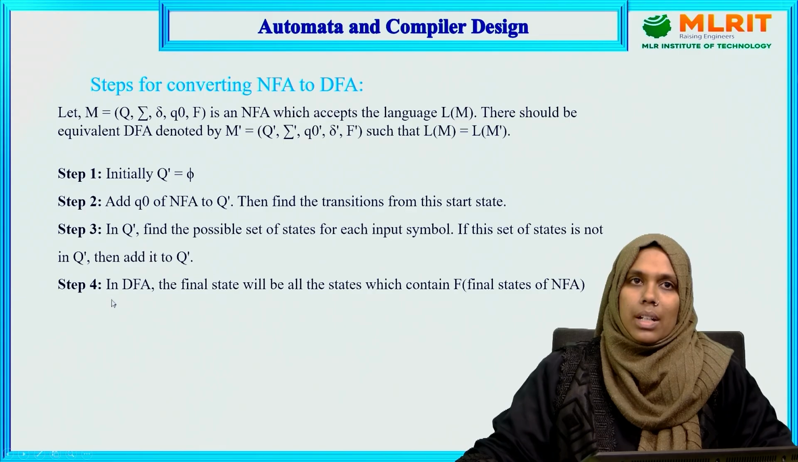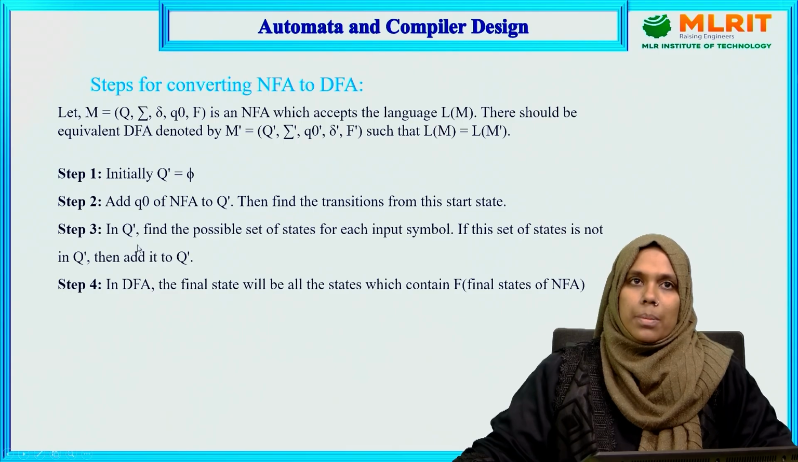Now coming to the steps, we have to follow 4 steps. Initially, Q dash is equal to the empty set, that is, the set of states present while converting from NFA to DFA. Then in the second step, we add Q naught of the NFA to Q dash. That means we take the NFA start state and form the transition function from the starting state.